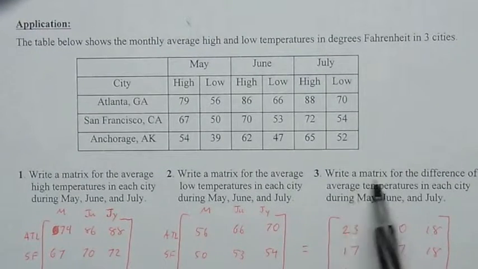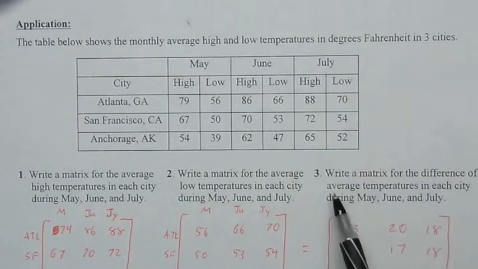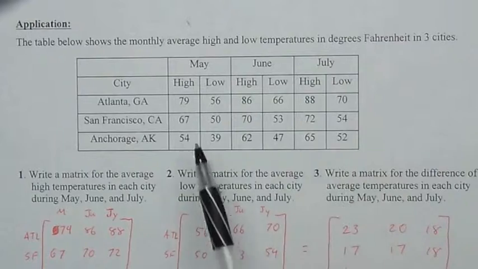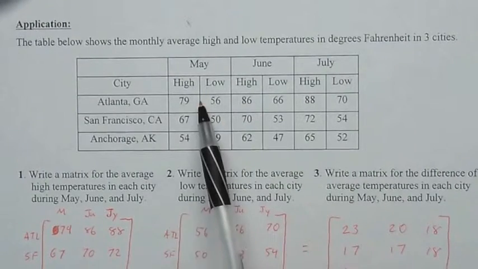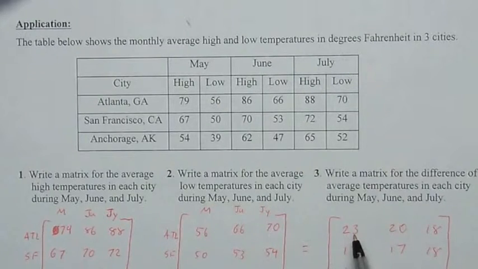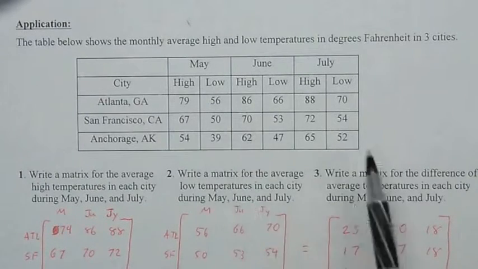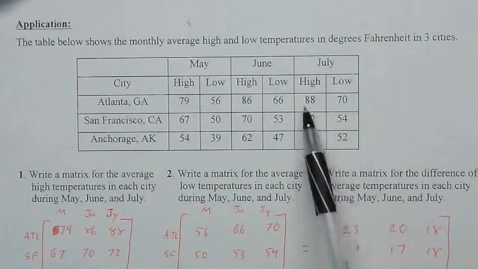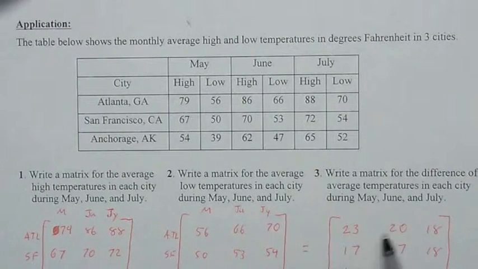Now it says write a matrix with the difference of the average temperatures. Well, the difference in Atlanta's May temperature was 79 minus 53, a total of 23. The difference is simply not a positive or negative difference, it's just the total difference between the high and the low. So just subtract them. Subtract here, get 20. Subtract here, get 18, and do that for all of them.